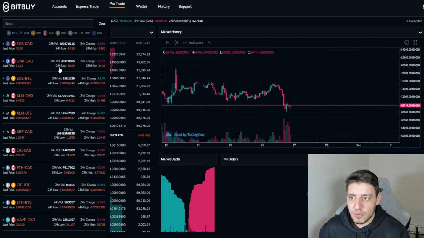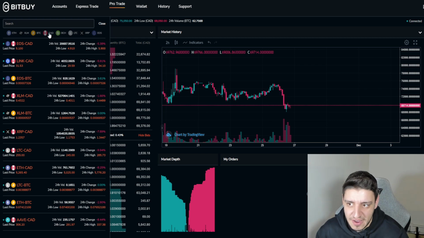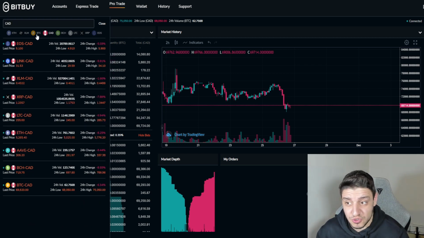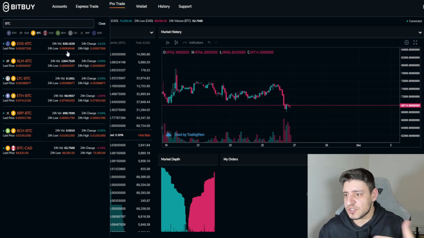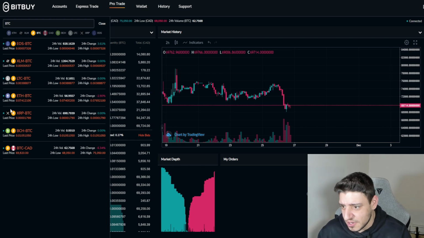Now, currently there are roughly 15 trading pairs. What I like about this is the fact that you don't only have to trade in Canadian dollars, you can also trade in Bitcoin, which is something I really prefer. I like trading things in cryptocurrency and in Bitcoin, using Bitcoin as my native currency, then trading between different tokens. So we have Stellar, we have Litecoin, Ethereum, XRP, Bitcoin Cash, and a couple others.